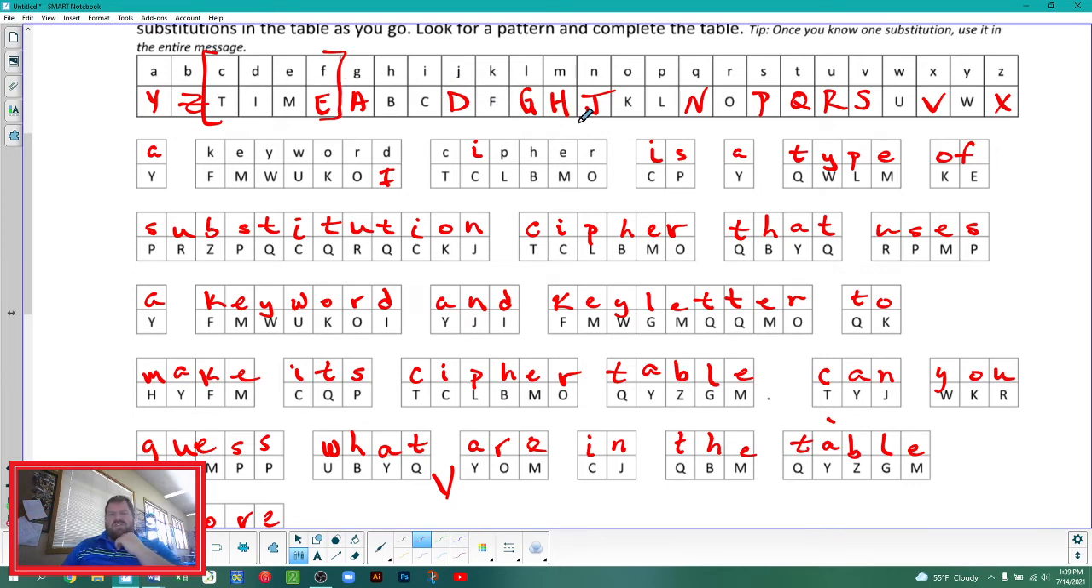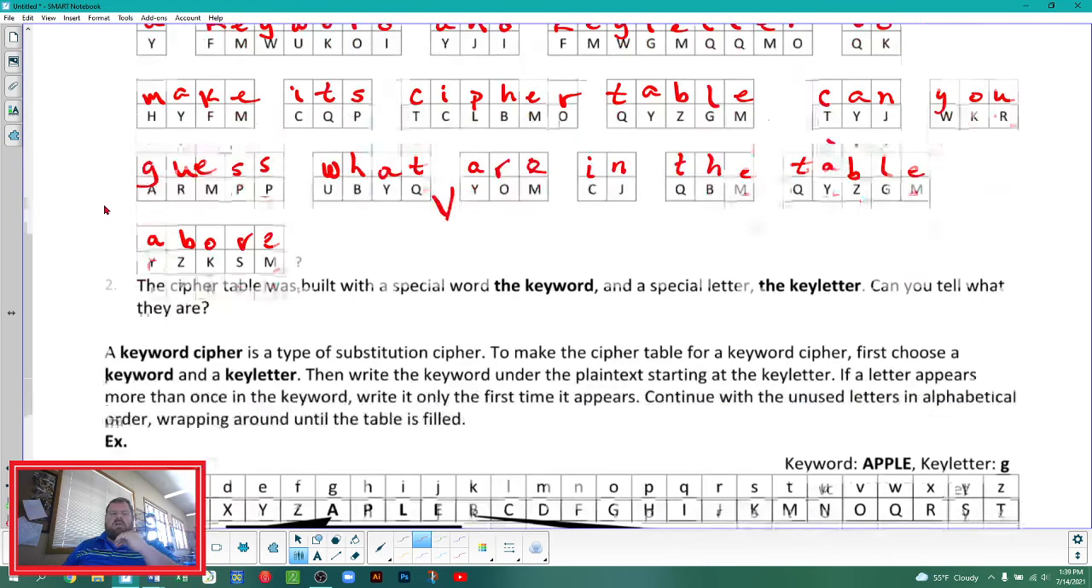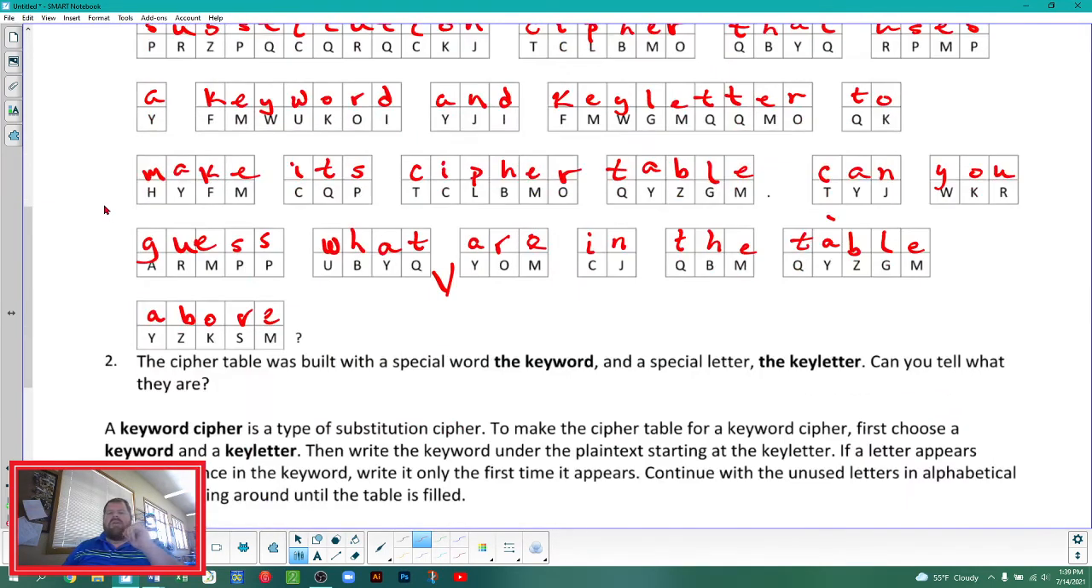F, G, H, skip I. J, K, L, skip M. N, O, P, Q, R, S, skip T. U, V, W, X, Y, Z. So we wrap it around at some point. It is, again, a substitution cipher that is gonna wrap back around at some point.